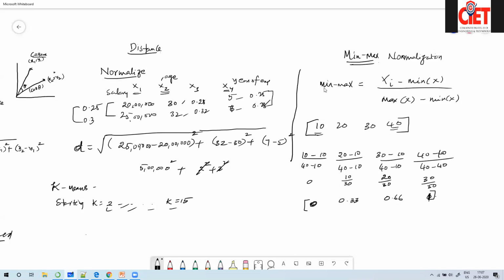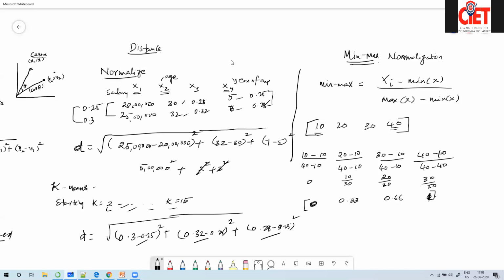Now, if you compute the distance on this descaled data, it would be 0.3 minus 0.25 whole square plus 0.32 minus 0.28 whole square plus 0.28 minus 0.25 whole square. Now, all of them are given equal importance: salary, age, years of experience. So whenever we are using any type of distance-based metrics, normalizing the data, taking the scale out of the equation, is very important. Okay, let's see what the questions are.